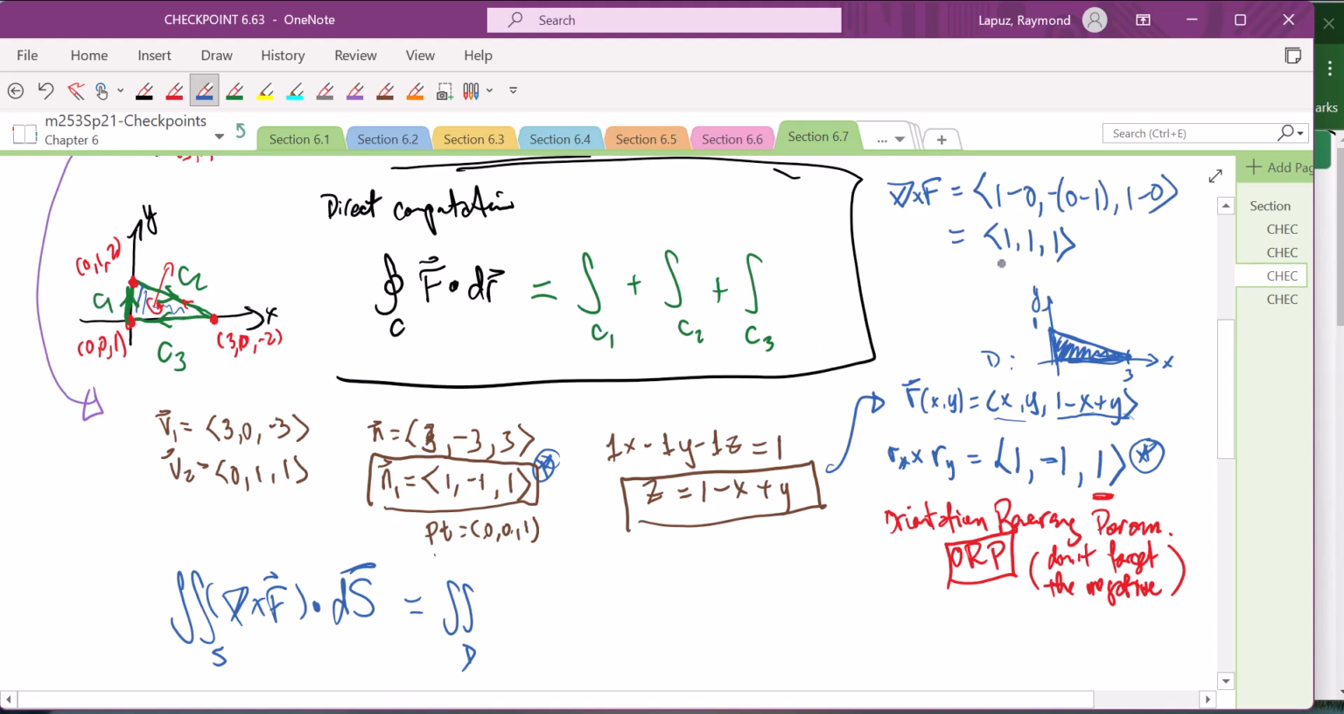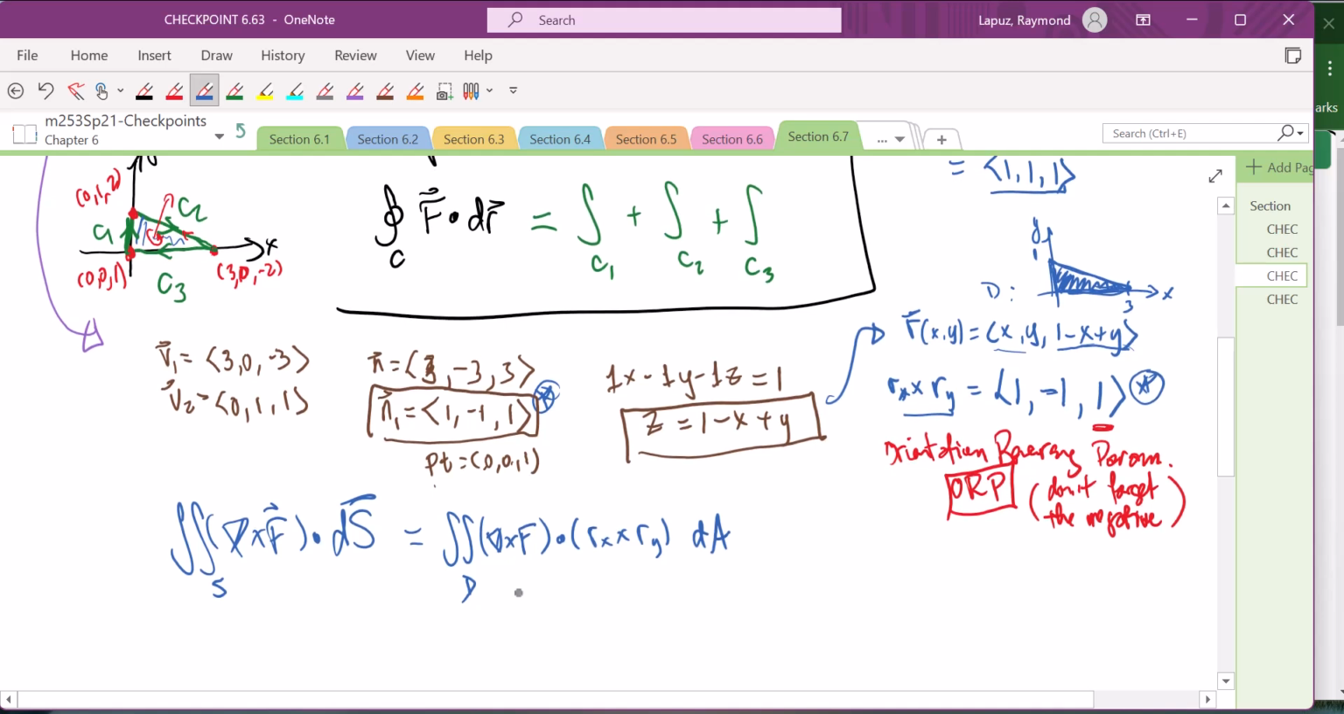However, when we take the dot product of the curl of f and r cross r, which is what we're going to do, the dot product of the curl with rx cross ry, that is going to give us a double integral over this domain of the dot product. So that's 1 times 1, 1 times negative 1, and 1 times 1. So you see what happens here is that this is a constant. Not only is it a constant, but it's actually equal to 1.